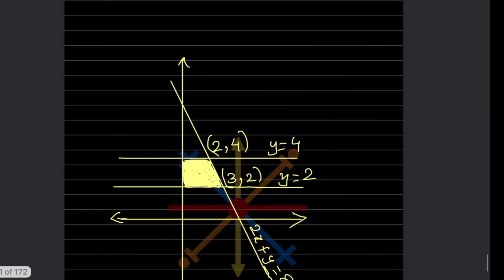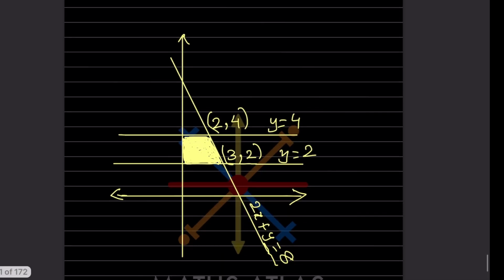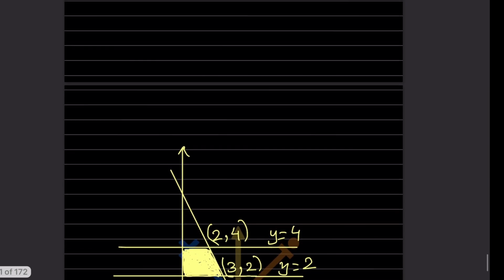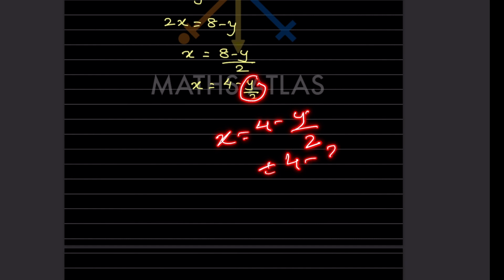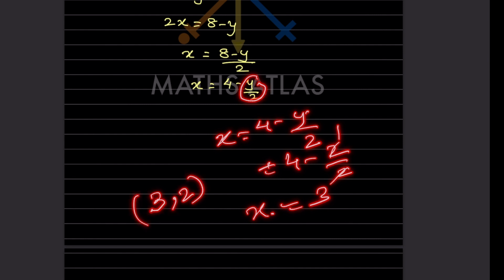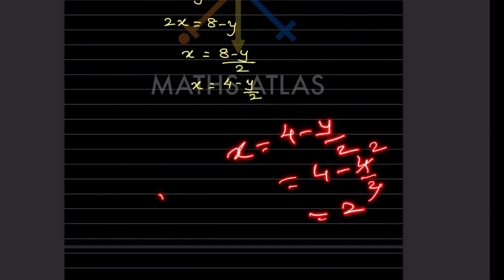So now we are going to graph it. We know y is 2 and y is 4. First, when y is 2, see, this is the equation x equals 4 minus y by 2. So when y is 2, 4 minus 2 by 2, so that is going to be 3. So x is 3, and you will write the point 3 and 2. And when y is 4, x is equal to 4 minus 4 by 2, so this is going to be 2. So that is the point 2 and 4.